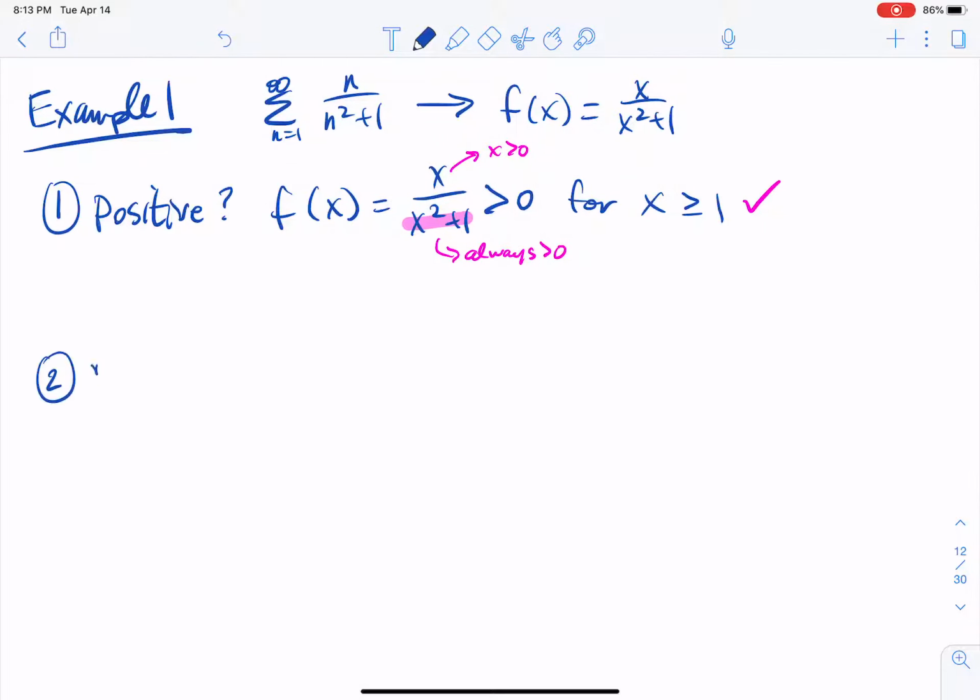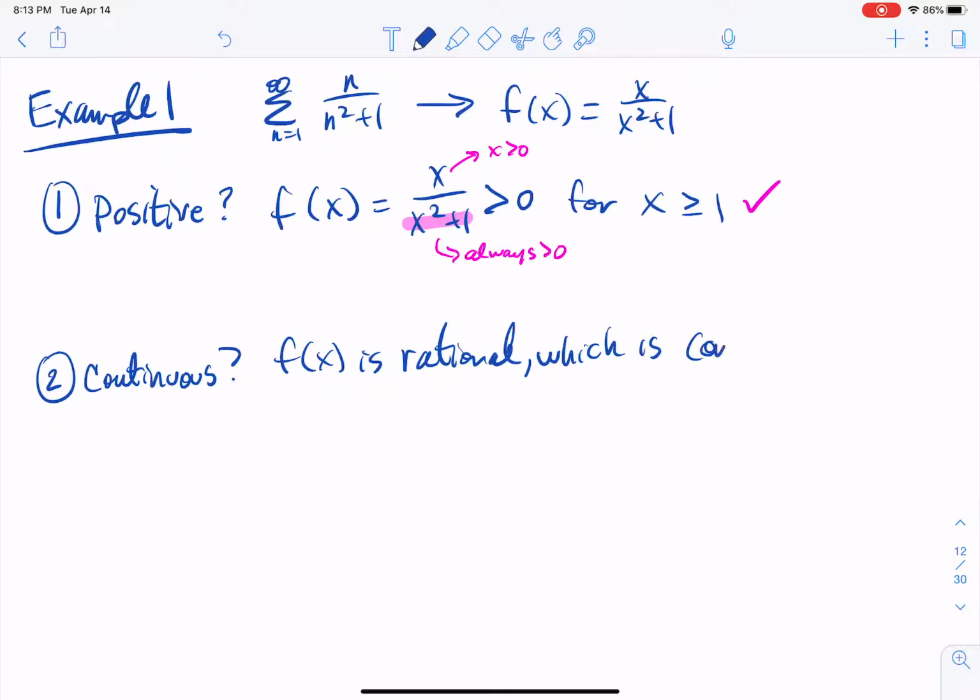The second condition, is it continuous? Well, to answer that question, just what kind of function is this? So f of x is rational. And rational functions are continuous on their domains.